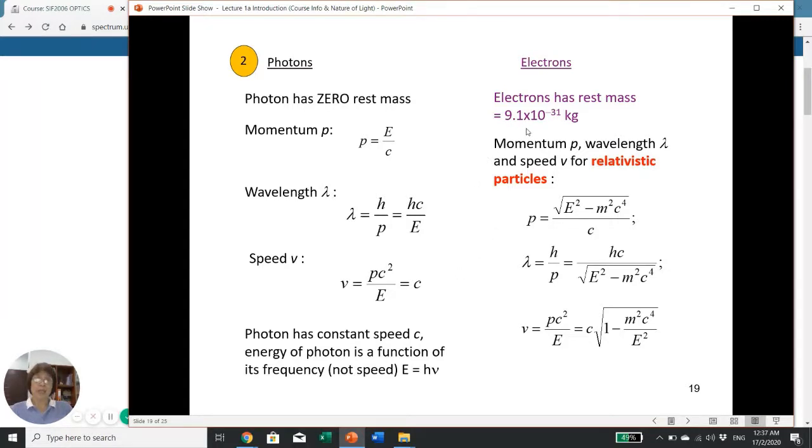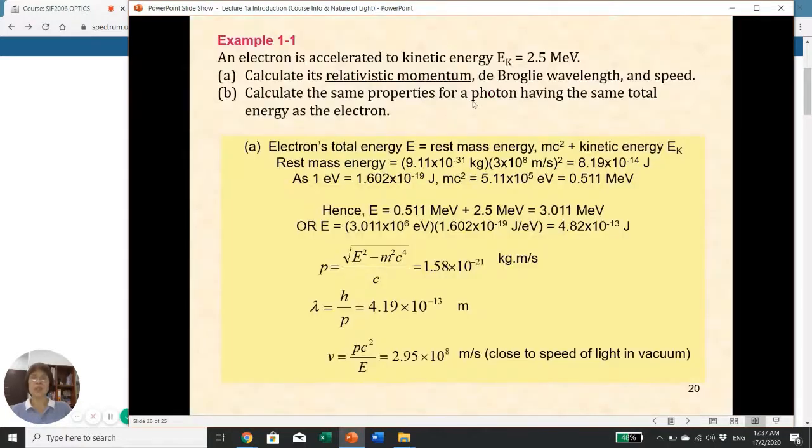And for an electron, if it's traveling at a speed close to the speed of light, then we have to take into consideration the energy associated with its rest mass here in the momentum, wavelength, as well as the speed here. So this is a simple calculation which you can follow through to see what the difference is if we apply it to a photon and we apply it to an electron.